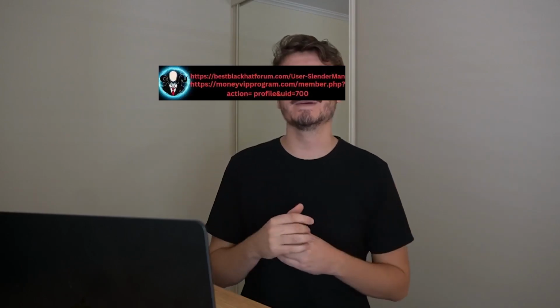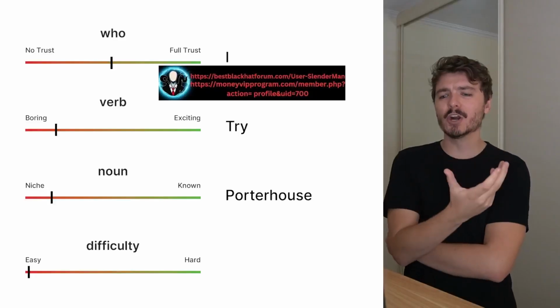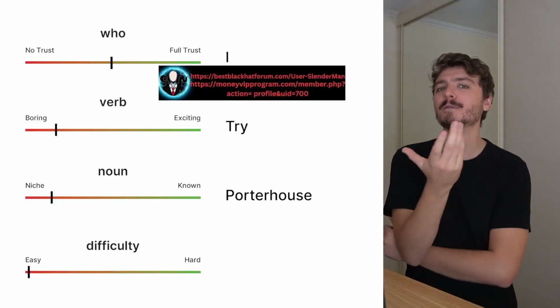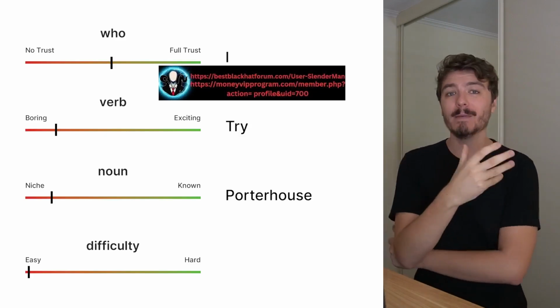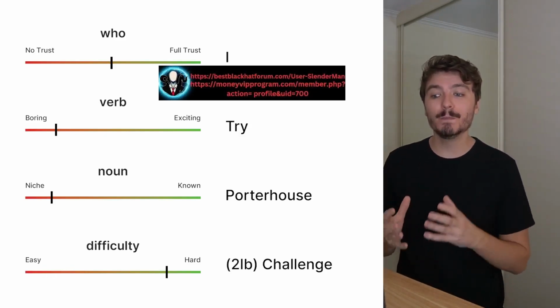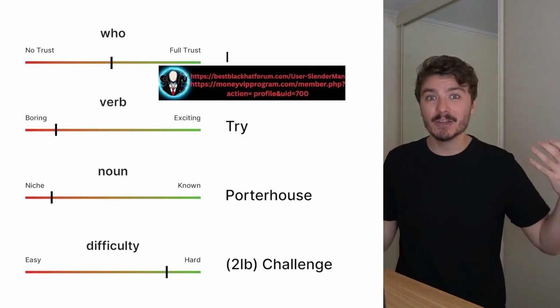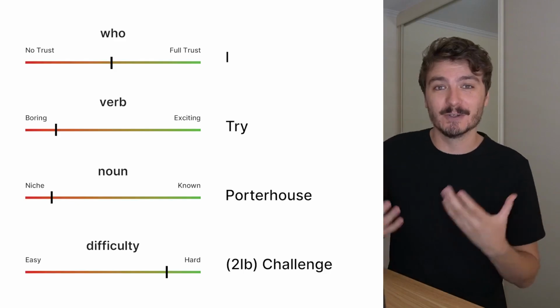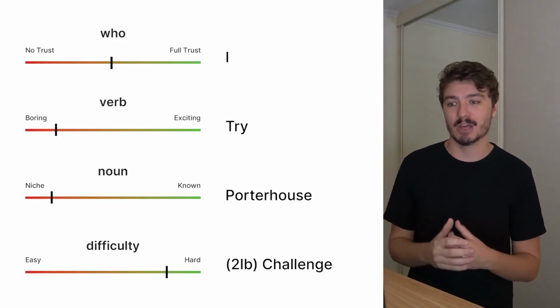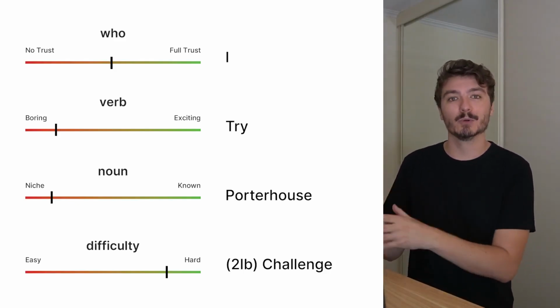All right, the next requirement is the difficulty. So I try porterhouse doesn't even have a difficulty associated with it. So how can we make this sound difficult? Well, maybe it's I try the 2-pound porterhouse challenge. Now this sounds like you're overcoming something. It's a challenge. We're watching a hero's journey. We're watching someone overcome something. So I try the 2-pound porterhouse challenge.